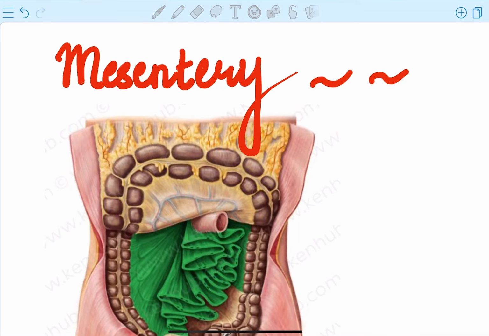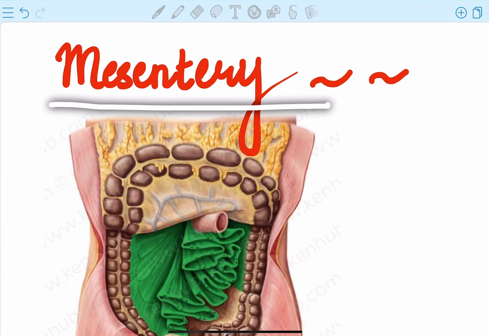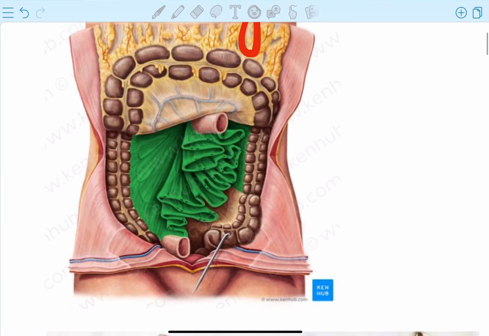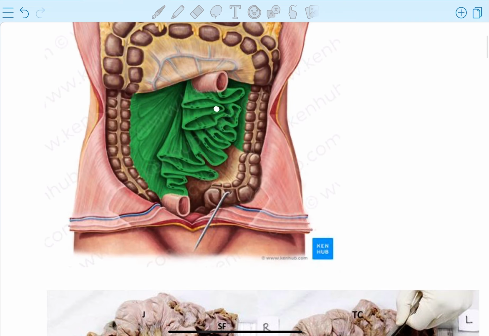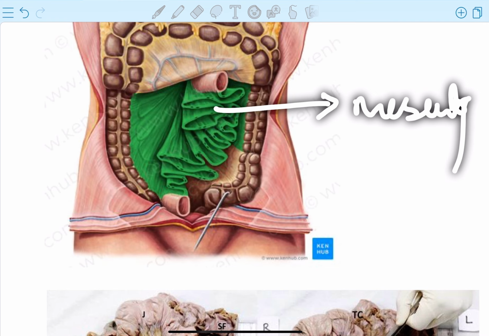So today we are going to discuss the mesentery. What exactly is the structure? As you can see, this is the anatomy of the abdomen. You can see this fold which appears like a frock or a skirt, right? This fold actually connects the small intestine to the posterior abdominal wall. This is the fold which is called the mesentery, right?